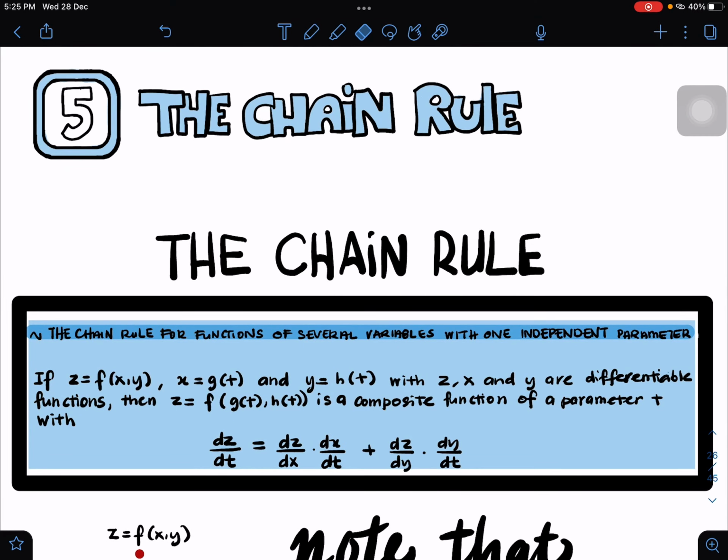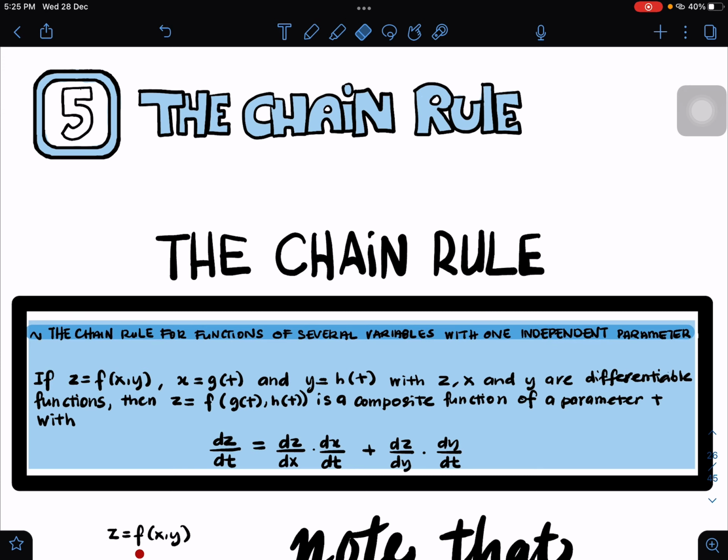Okay, class. Now we want to continue with the fifth subtopic in this chapter, which is the chain rule. Previously, in the fourth subtopic, the directional derivative, we learned how to use the partial derivative to find the rate of change, or the derivative, of a function with two or more variables that have a direction. Now we want to use the chain rule to find the derivative of a function that has several variables with one independent parameter.